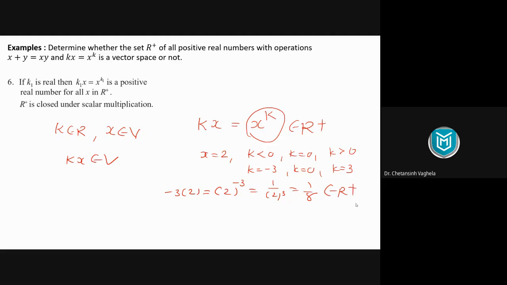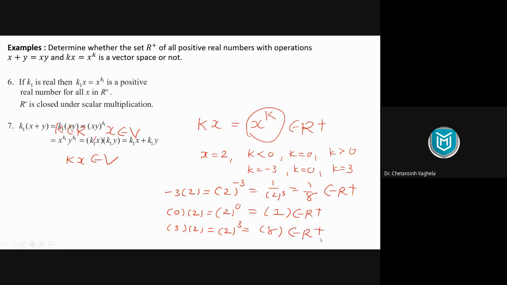Now if I take 0 times 2, as per this operation, it should be 2 power 0. 2 power 0 is what? 1. Now obviously 1 is a positive real number. So it belongs to R plus. Now let me take a positive value for k. 3 times 2. As per the operation, it should be 2 power 3. 2 power 3 is what? 8. Again, 8 is a positive real number. So it is part of R plus.